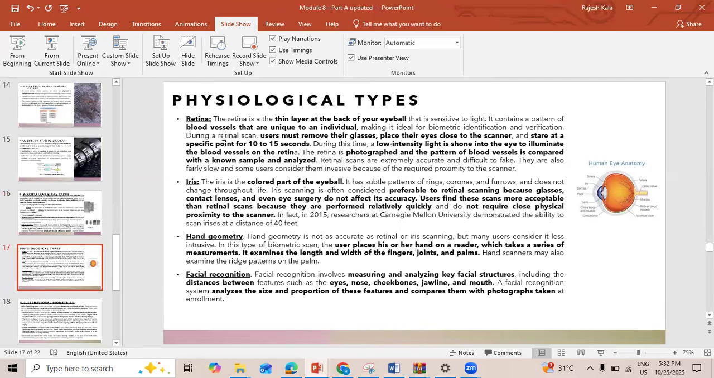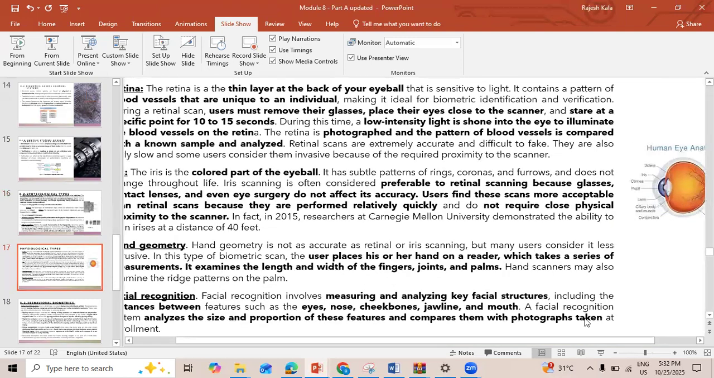Then we have the retina scan. What is the retina? It is a thin layer at the back of your eyeball. So this is your eyeball, and there is a thin layer. This is the retina, at the back side. See, I'll zoom it.